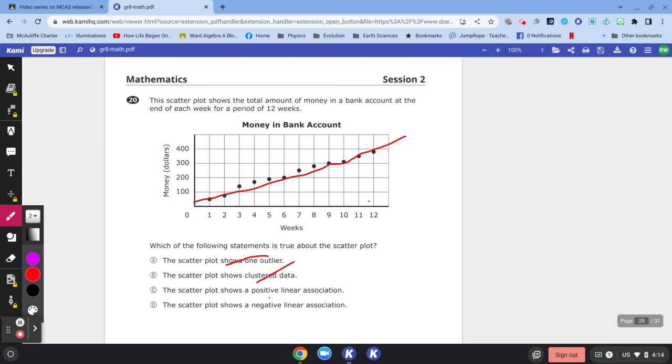The scatter plot shows a positive linear association. Well, it does show a linear association, and the linear association is increasing, going up to the right. It has a positive slope. So, in fact, this is the choice. Our best fit line does not do something like that. So this is not it either. So a negative 1 would have gone down to the right.